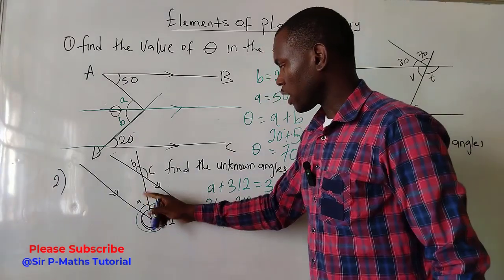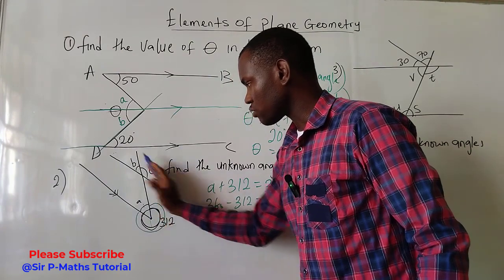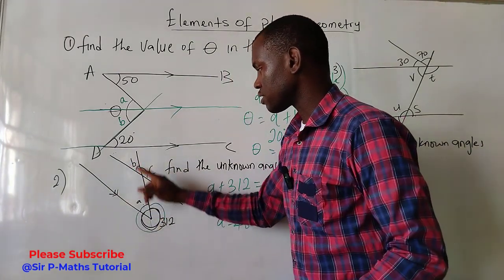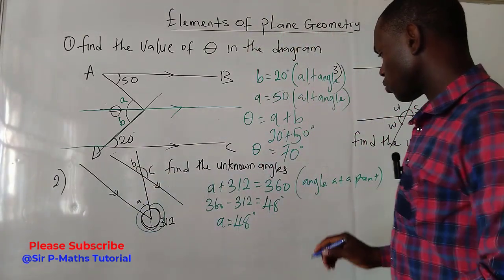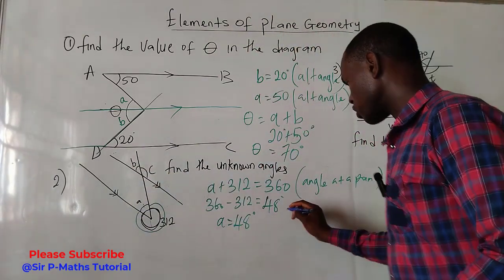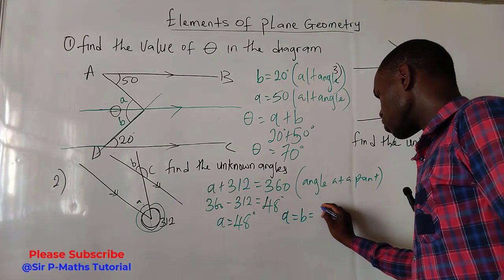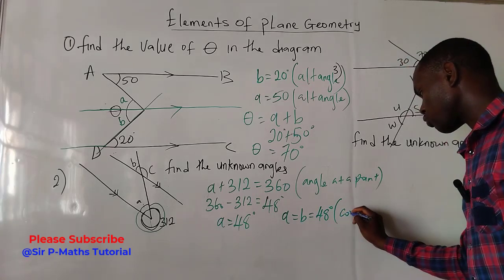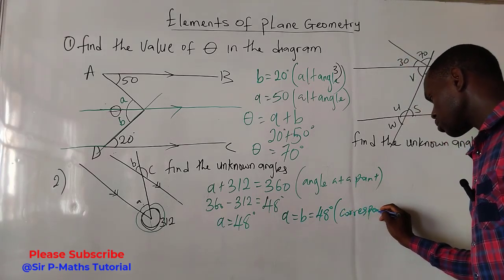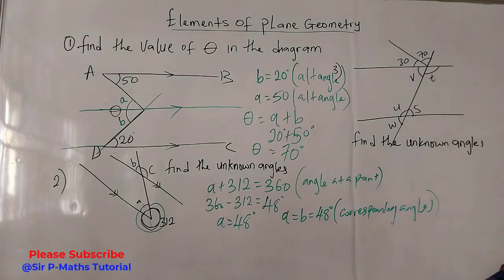Why? The angles are formed on the same face of the transversal, the same face of this line, and on the same sides of the parallel lines. It's on top of this, it's on top of this. So we have corresponding angles. So we can also say that A is equal to B, which is equal to 48 degrees. What is the reason? Corresponding angles. They are corresponding, all right?